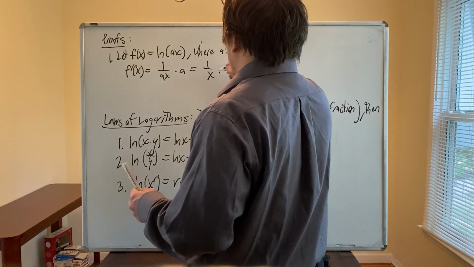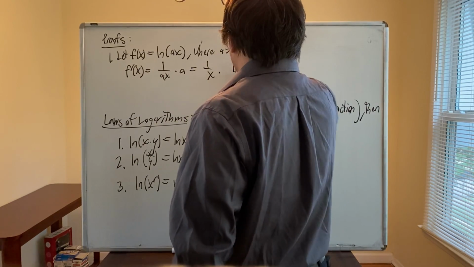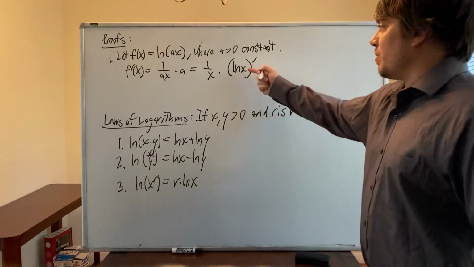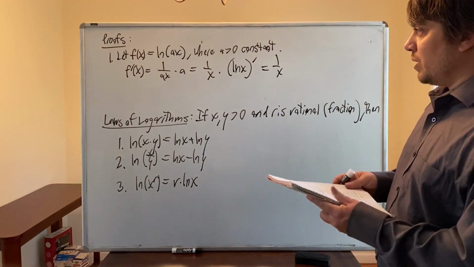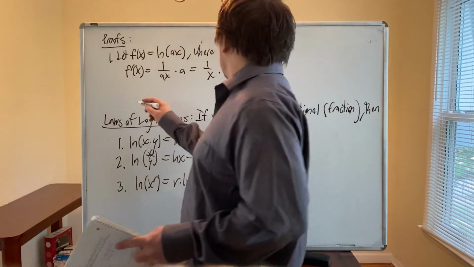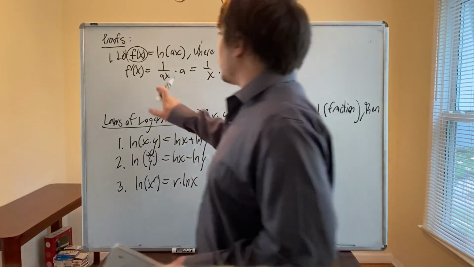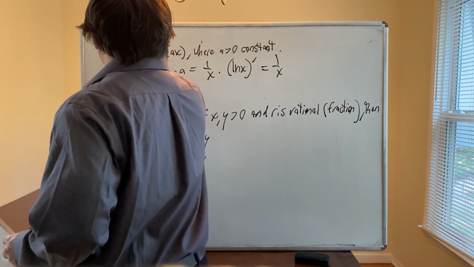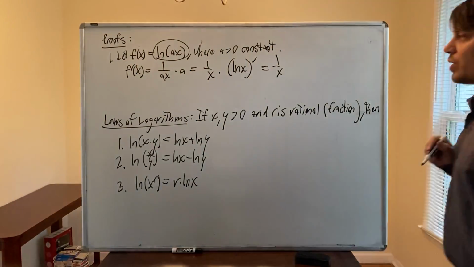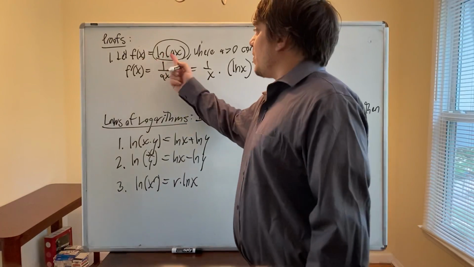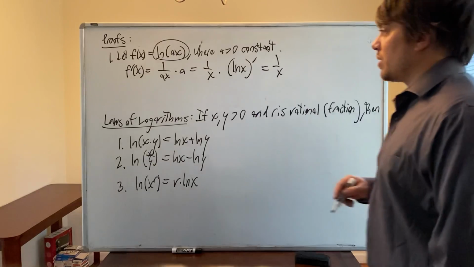Okay. ln of x, the derivative, that means the derivative of ln of x is 1 over x, from what I wrote previously, right? So that means that this function, ln of ax, actually, okay, so I want to emphasize this. That function is f. The derivative of that function is 1 over x, and the derivative of this function is 1 over x.